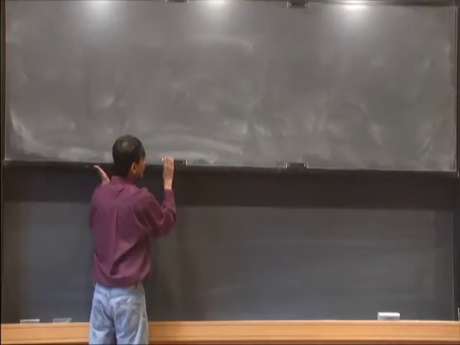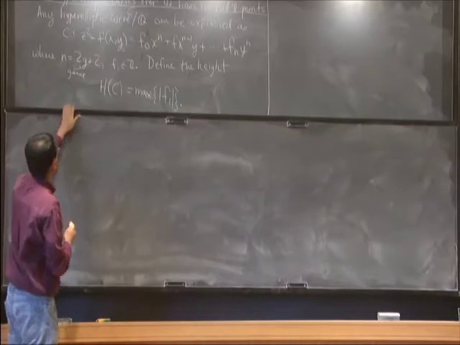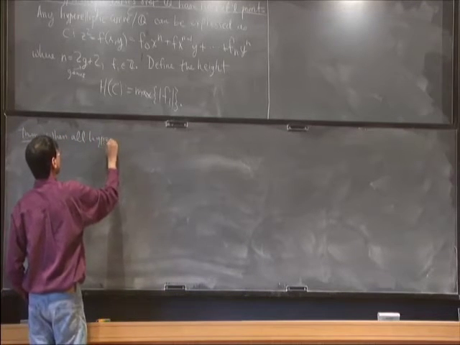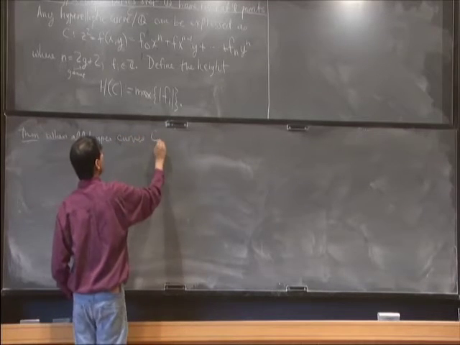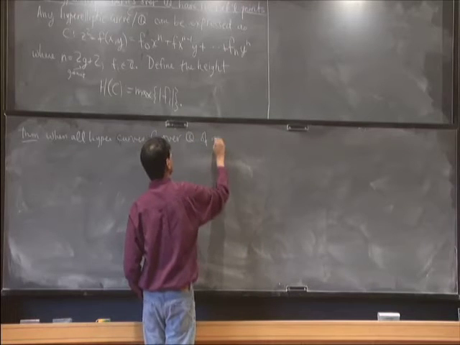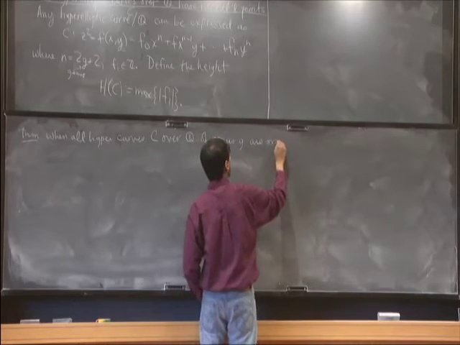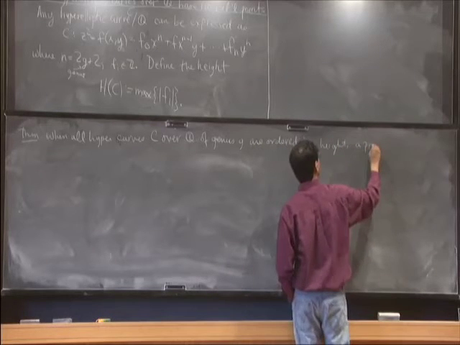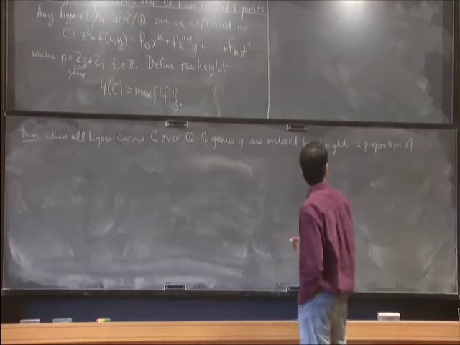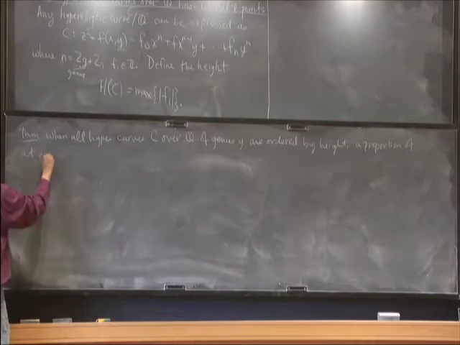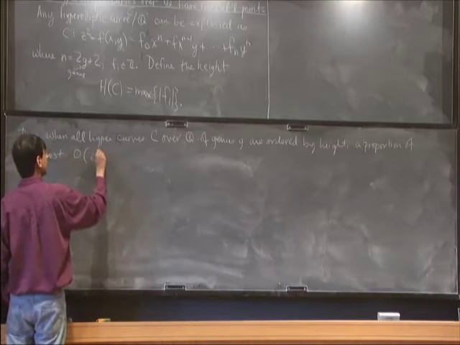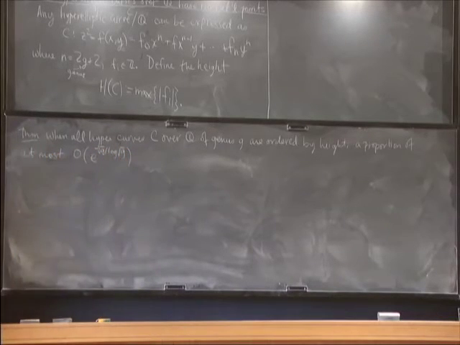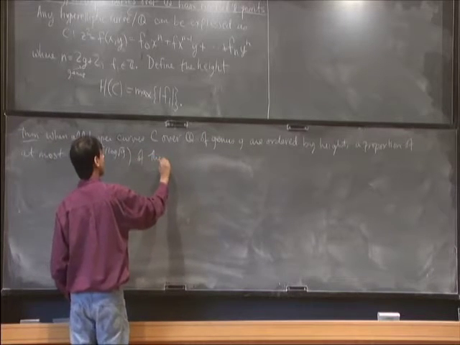The theorem is that when all hyperelliptic curves C over Q of genus g are ordered by height, a proportion of at most O of e to the square root of g over log square root of g minus, sorry, that's important, of them possess a rational point.